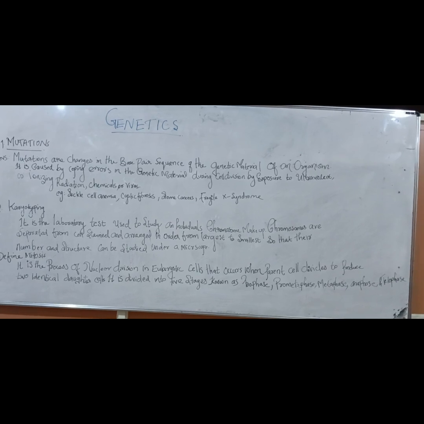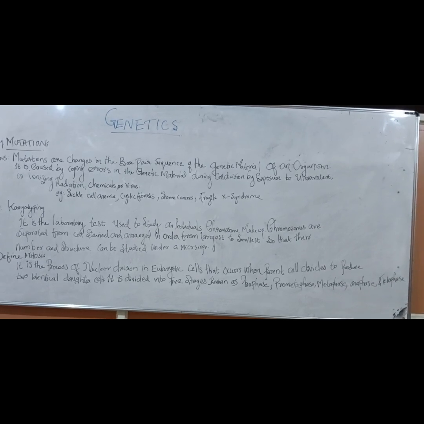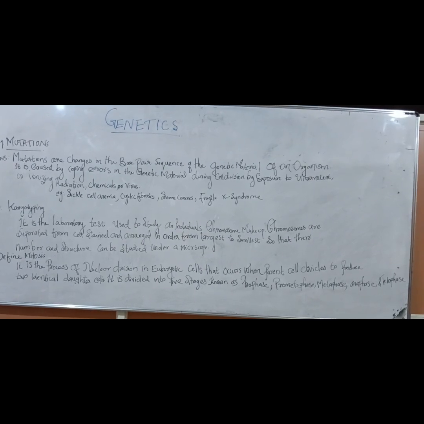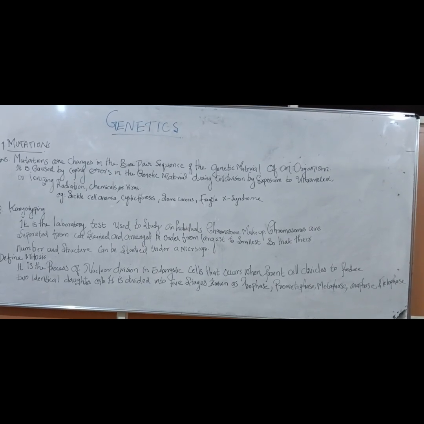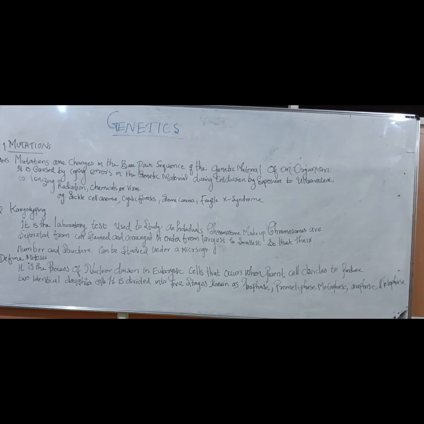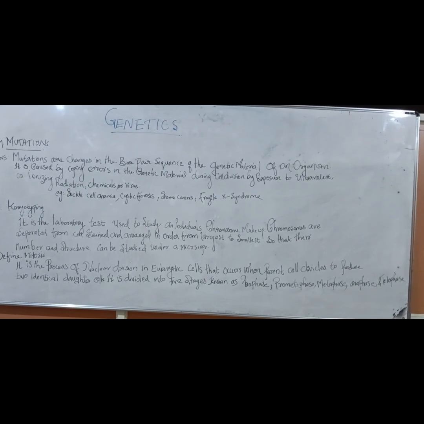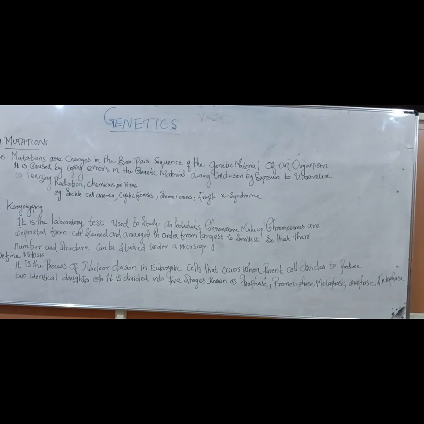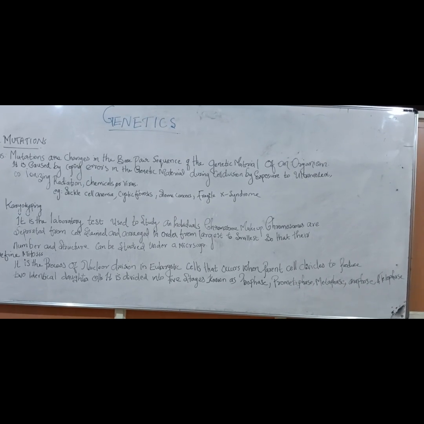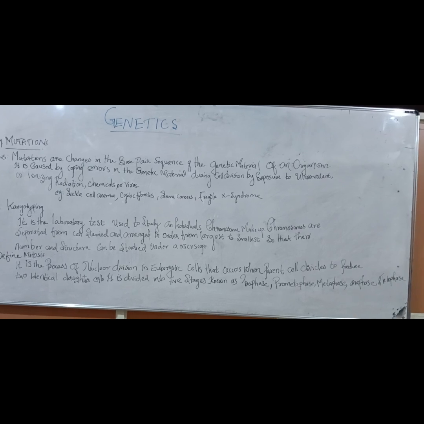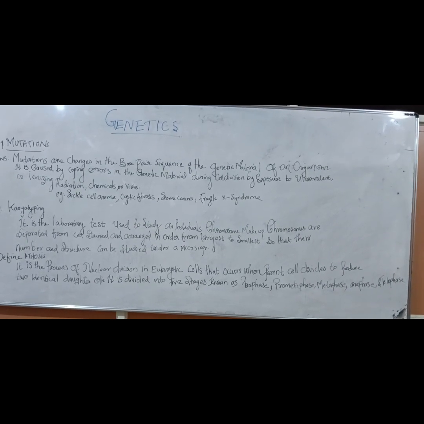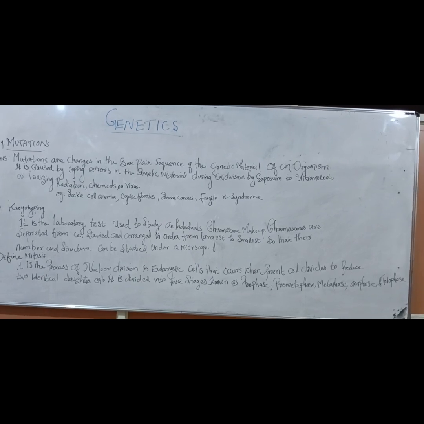It is caused by copying errors in the genetic material during cell division, by exposure to ultraviolet or ionizing radiation, chemicals or virus. Some of the disease conditions related to it are sickle cell anemia, cystic fibrosis, some cancers, leukemia, breast cancer, and fragile X syndrome. So these are the examples. This question will be coming in the form of very short answers or as a multiple choice question. They can give you this topic.